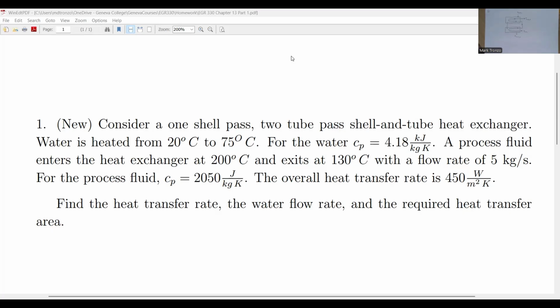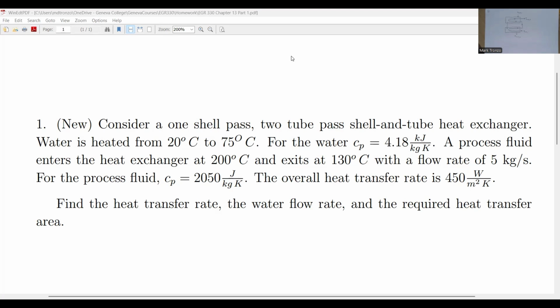Consider a one shell pass, two tube pass, shell and tube heat exchanger. Water is heated from 20 degrees C to 75 degrees C. For the water, the specific heat is 4.18 kilojoules per kilogram K. A process fluid enters the heat exchanger at 200 degrees C and exits at 130 degrees C with a flow rate of 5 kilograms per second.